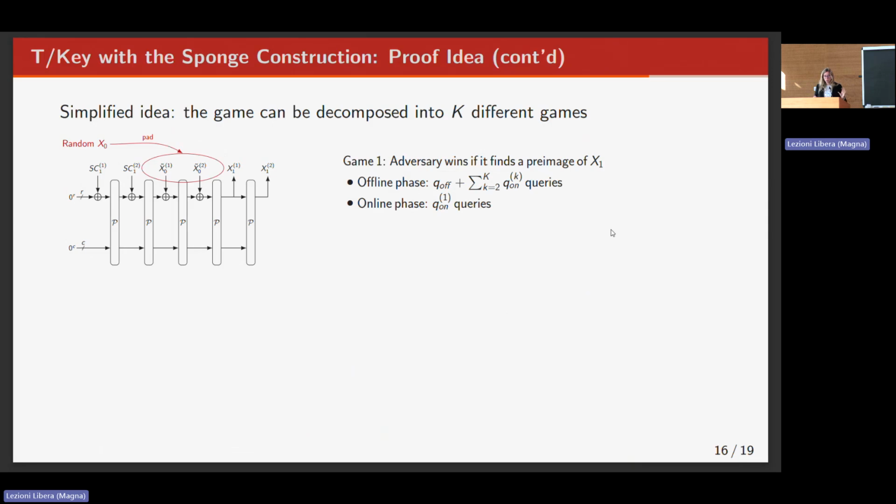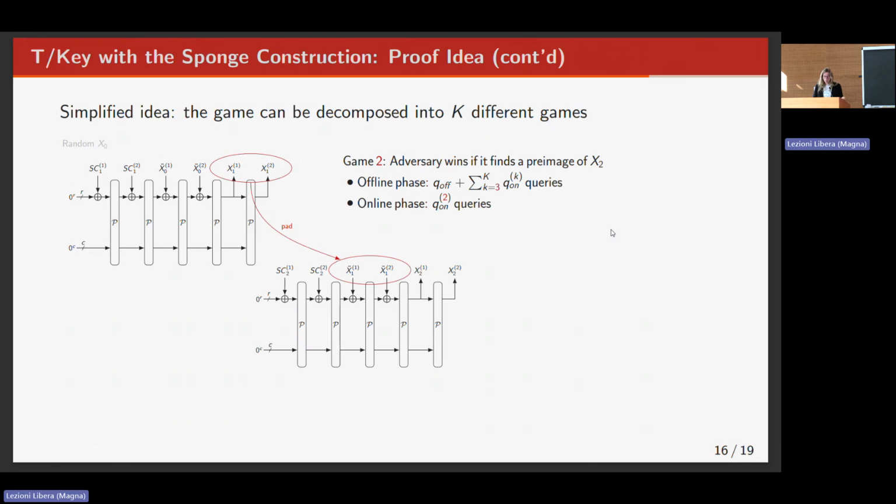So maybe with a graphical illustration, it will be a little bit clearer. If you think about the security game underlying Tiki, we actually have k different security games which are overlapping between them. And each security game is about finding a preimage of a chaining value. In the first game, the adversary wins if they find a preimage of x1. We have a random password x0, apply it to the sponge, and we get x1. So it corresponds to the so-called domain-oriented preimage resistance of the sponge.